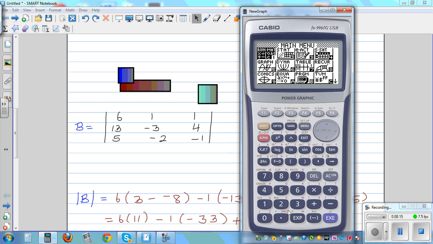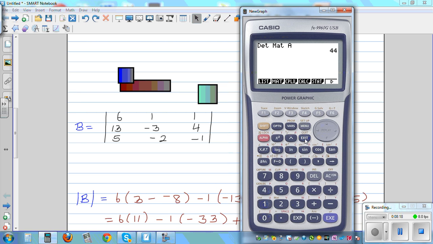So let us go to matrix, exit, go to matrix, and let me make a new matrix. Again, 3 by 3. And type in just the numbers 6, 1, 1, 13, negative 3, and 4, and 5, negative 2, negative 1. And execute, exit, exit, option, matrix. Determinant of matrix alpha B equals 88.